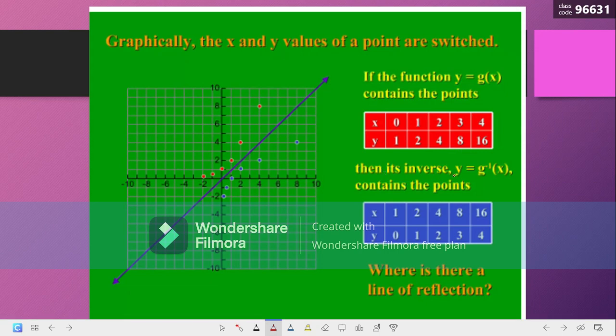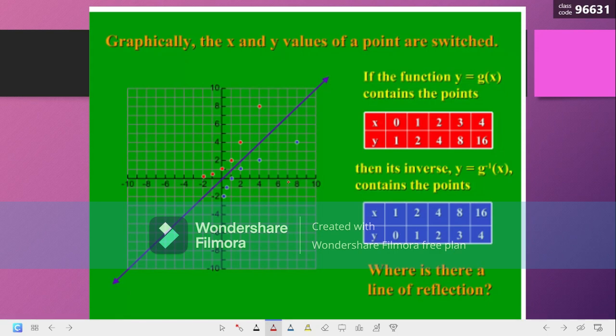Then its inverse, y = the inverse of g(x), contains the points with your new x and y. You just simply switch the values of x and y. So the new domain will be 1, 2, 4, 8, 16, and our y would be 0, 1, 2, 3, 4.